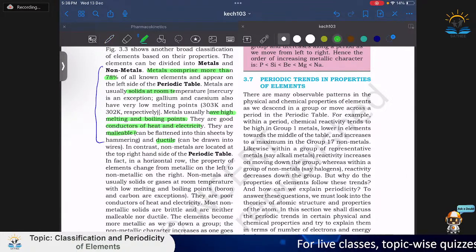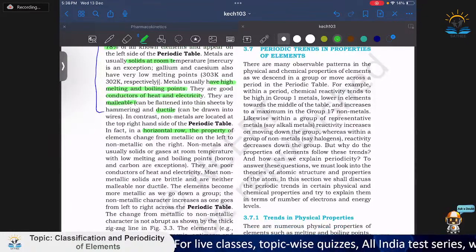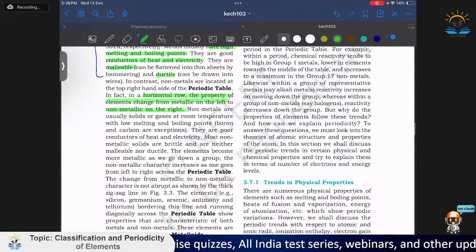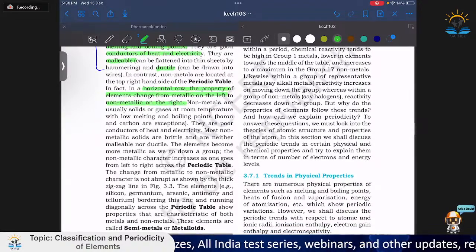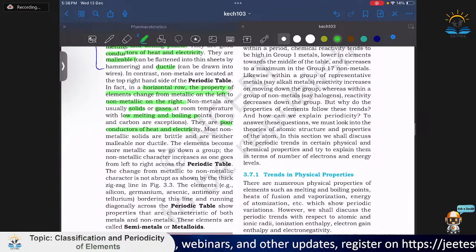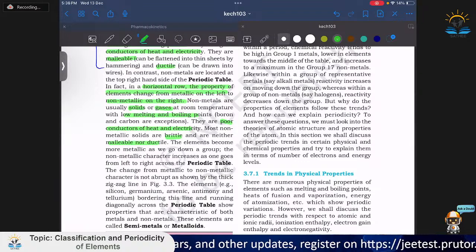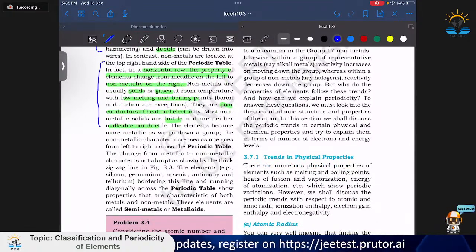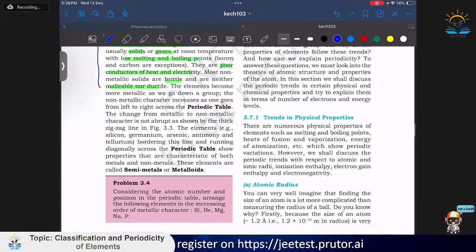Let us go to non-metals. Non-metals are located on the top right hand side of the periodic table. Then in a horizontal row, the property of elements changes from metallic on the left to non-metallic on the right. I'll give you a small solid hint here a bit later about how to identify. Then non-metals are solids or gases at room temperature, low melting and boiling points, poor conductors of heat and electricity, brittle, neither malleable nor ductile, and elements become more metallic as we go down the group. We'll cover that.